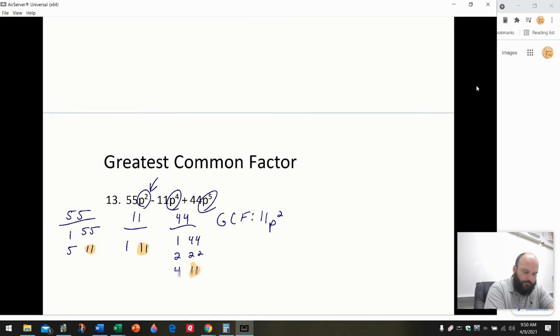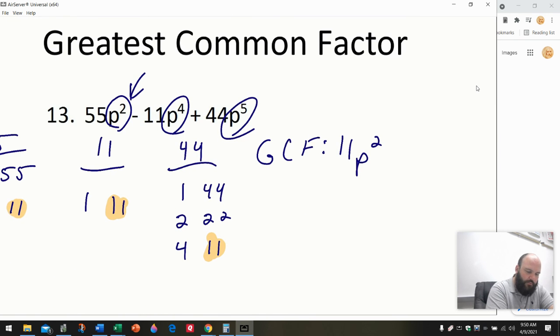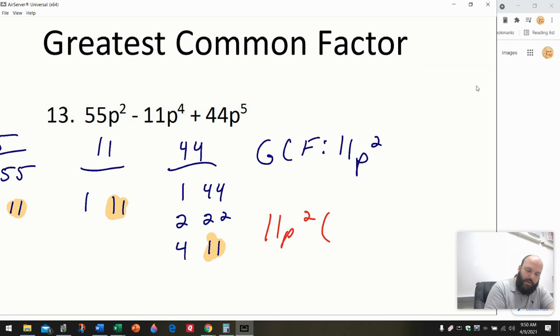Okay, 2 more. So once again, we'll start with the original expression, and we will write the GCF first, followed by a pretty good sized set of parentheses, so we have enough room to write everything. Once we've written the GCF in a set of parentheses, you will divide each term by the GCF. Once we've divided each term by the GCF, we can write out what we're left with right here.